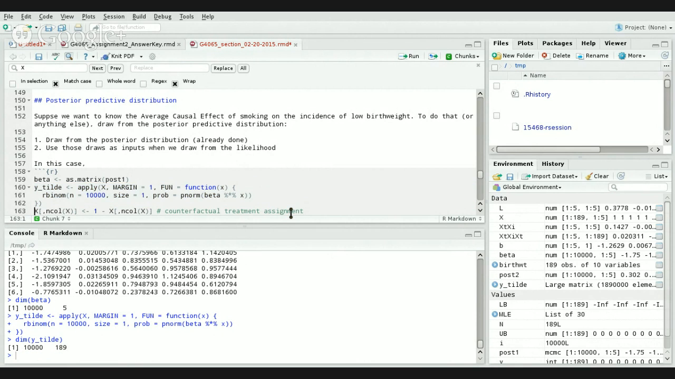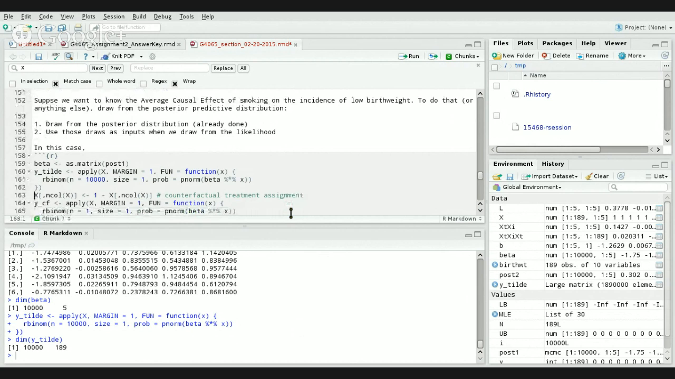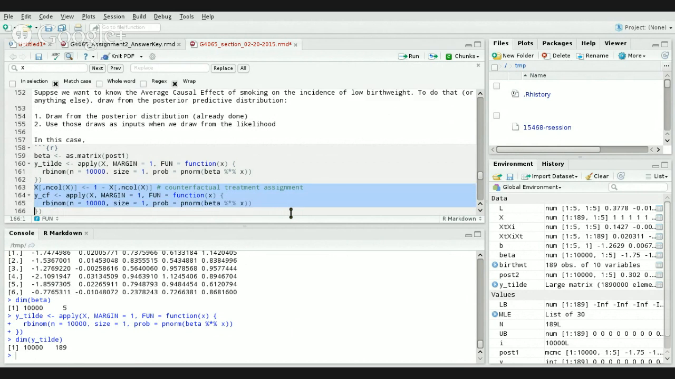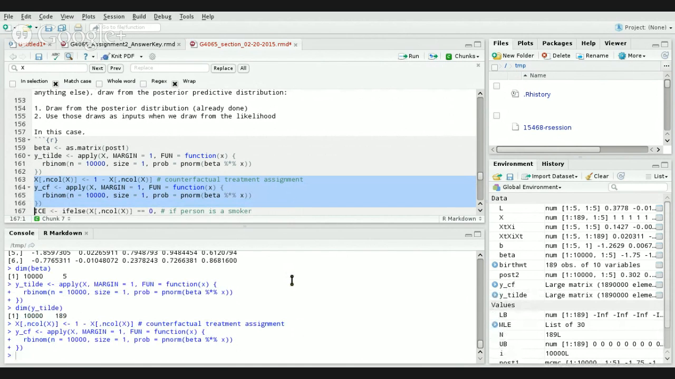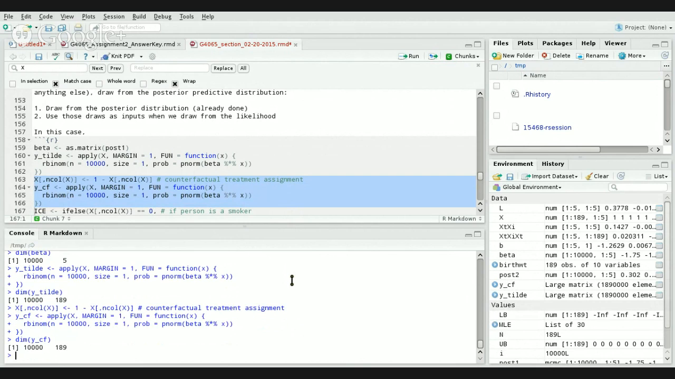Then if we want to investigate the counterfactual, so what would it be if you switched smokers into non-smokers and non-smokers into smokers? We just go through and change the last column of X, so it's reverse coded. And we again draw from the posterior predictive. So that's Y counterfactual, and that's going to have the same dimensions as Y tilde. Good.